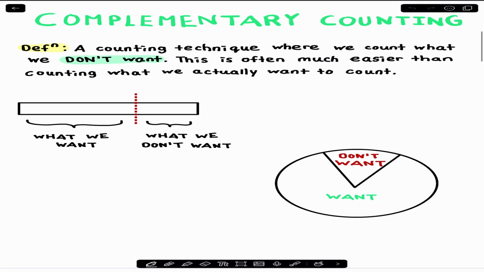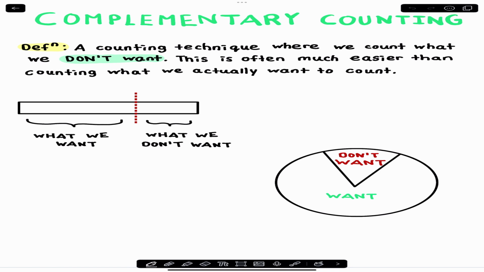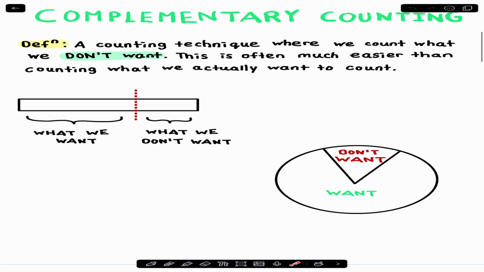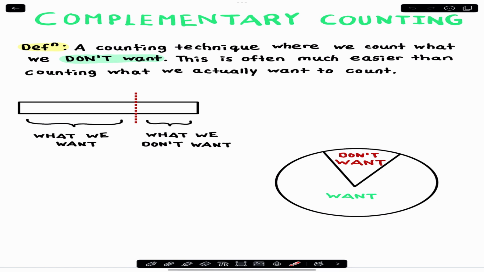By definition, complementary counting is a counting technique where we count what we do not want. And this is often much easier than counting what we actually do want to count. Over here, I've given you two visual aids just to show you what complementary counting is really all about. This is just how I like to think about it, because it really brings the point home. So you can either think of complementary counting as this little rectangle over here, or you can also think of it as this circle over here.